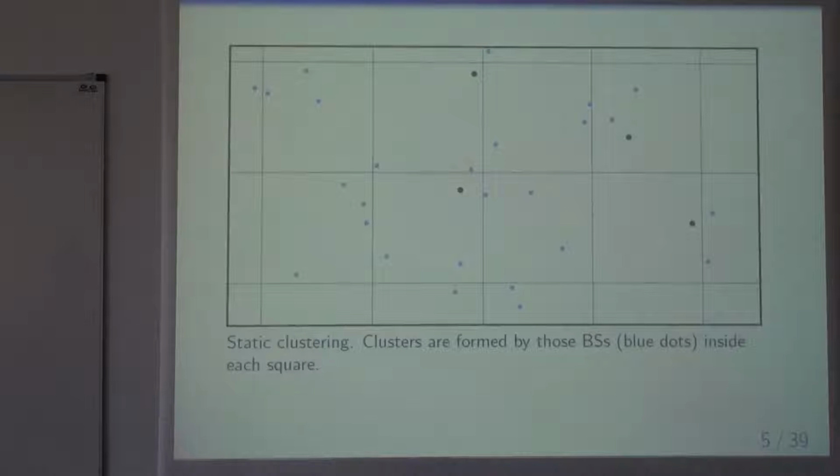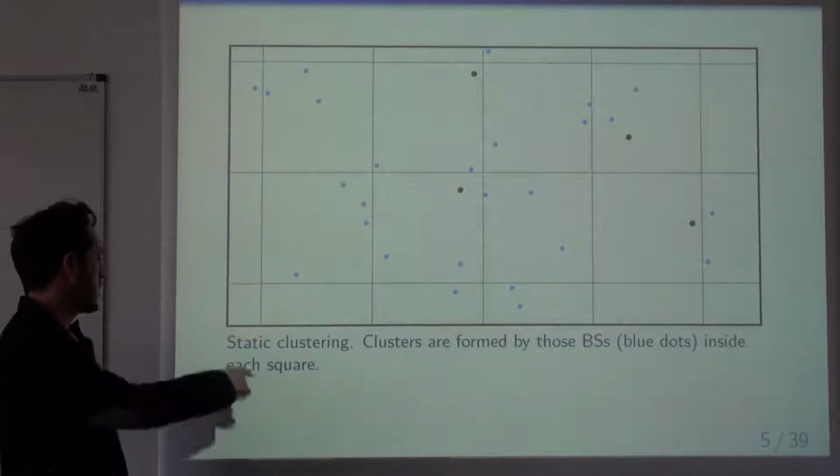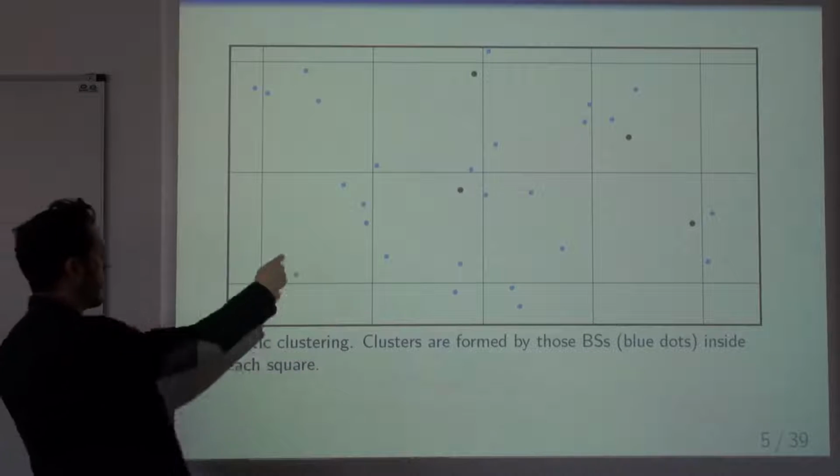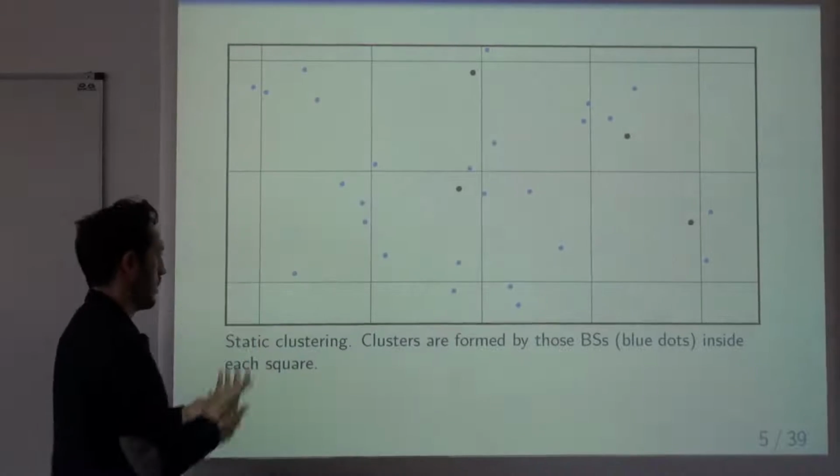This is a first example of a static clustering. Clusters are formed by those base stations, the blue dots, inside each square. For example, these 4 base stations are a cluster. These 2 base stations are another cluster.